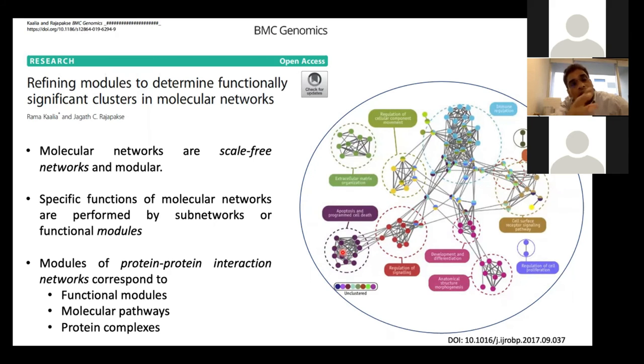So we developed an algorithm to detect these modules. And we showed that these modules are actually biologically plausible and biologically relevant modules. So in this paper, we present this algorithm, how we derive these modules and how we make inferences about the modules.